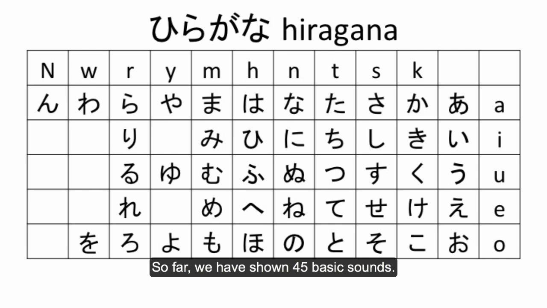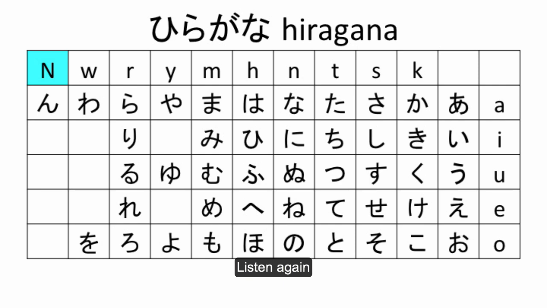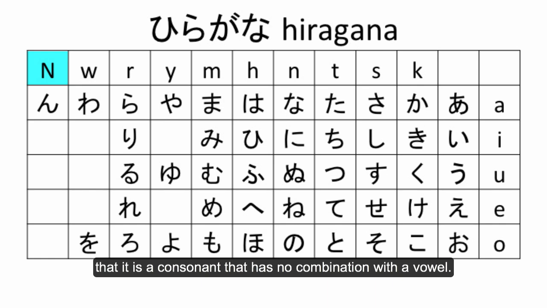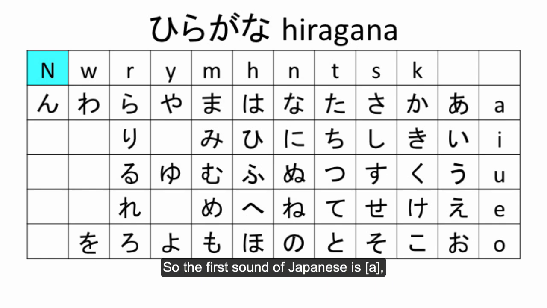So far, we have shown 45 basic sounds. The final sound is... Listen again. This last sound is special in a sense that it is a consonant that has no combination with a vowel. So the first sound of Japanese is a, articulated with your mouth widely open, and the last sound of Japanese is n. The total number of basic sounds is 46.